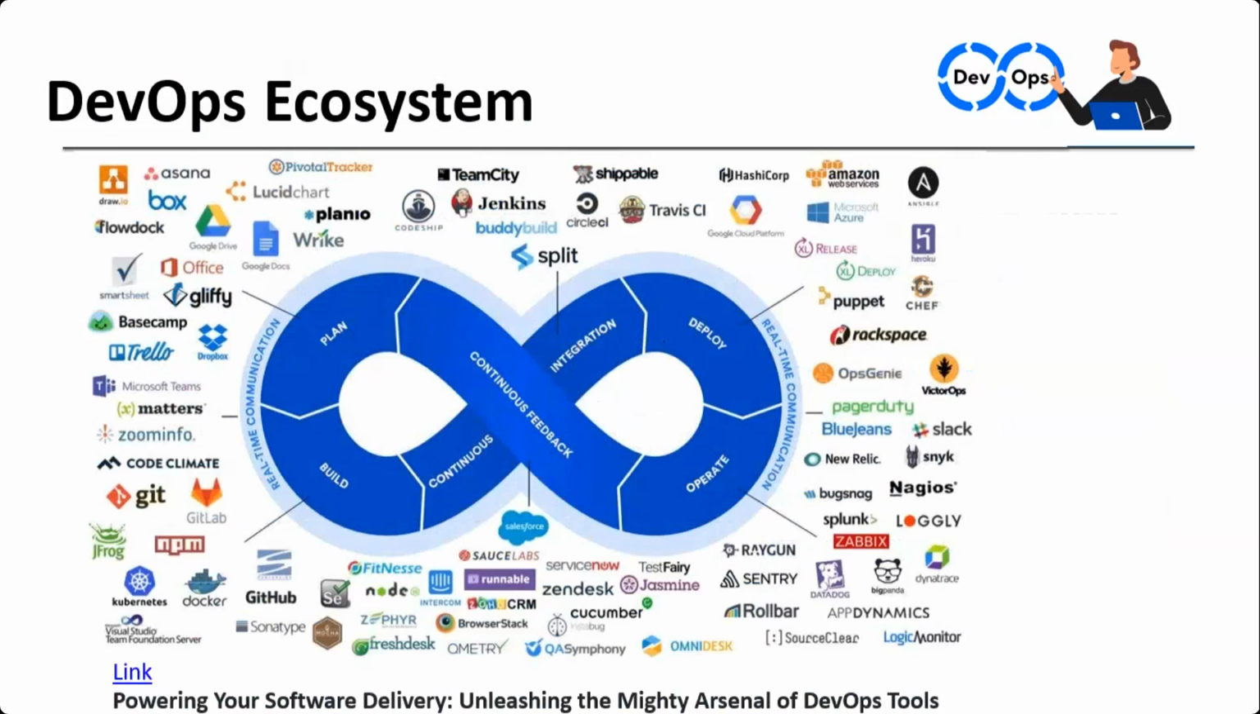Then we have operate. We operate, manage and maintain applications in the production environment. Here there is Slack, not really familiar with this, maybe you can test this out. In deploy and operate, there is Rackspace, Opsgenie, PagerDuty, Splunk. So these are all the tools that are available for you to experience.